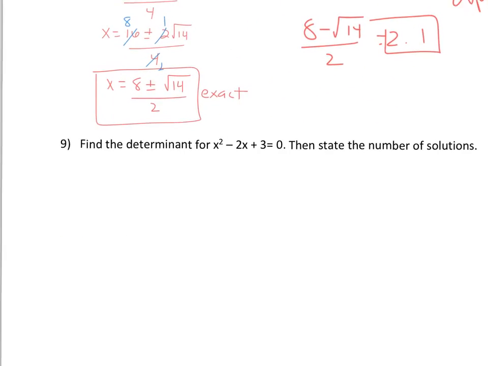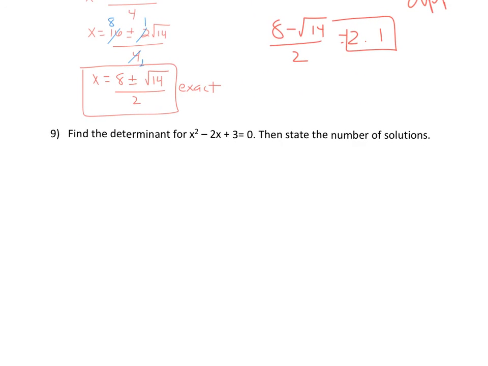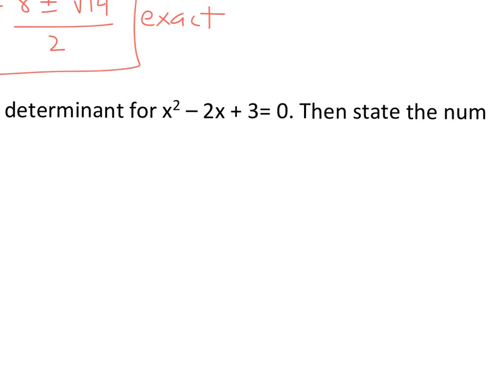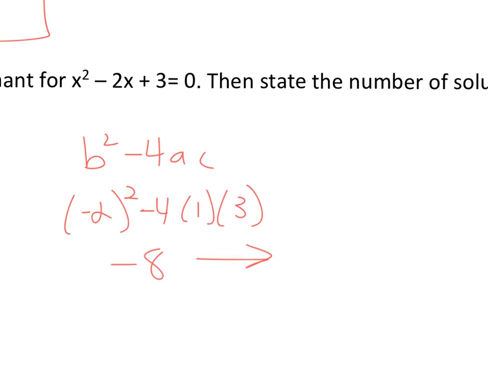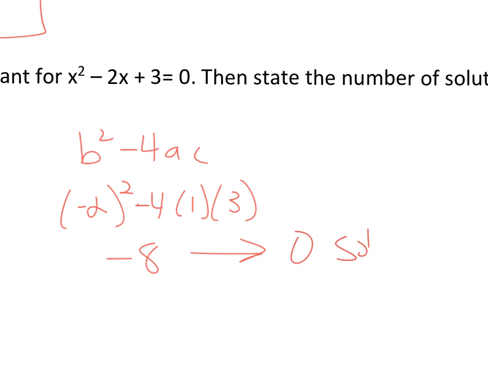And last question here, find the determinant for this one. Remember, the determinant is just what's inside your square root, b squared minus 4ac. So negative 2 squared minus 4 times 1 times 3. That's 4 minus 12, which is negative 8. If it's negative on the inside, you're going to get 0 solutions. And that concludes this answer key.